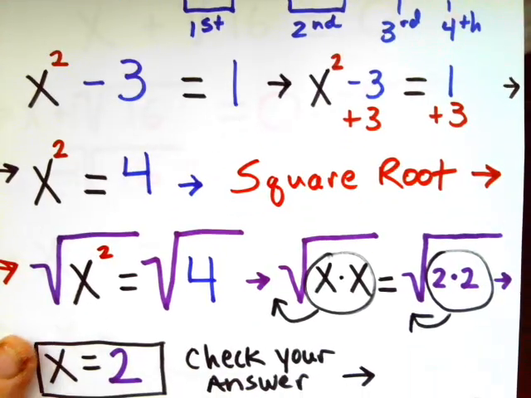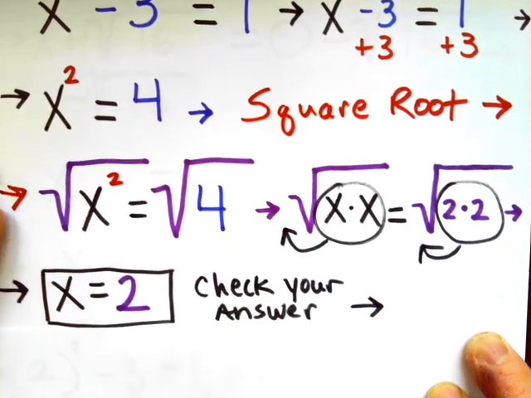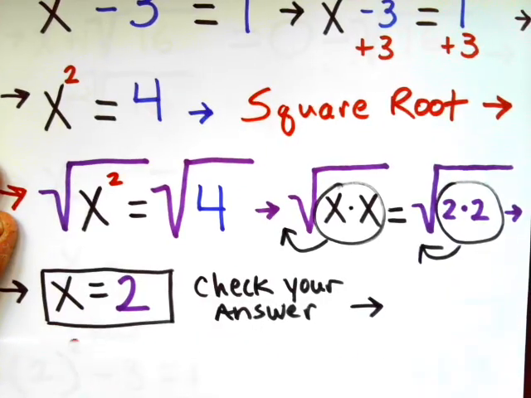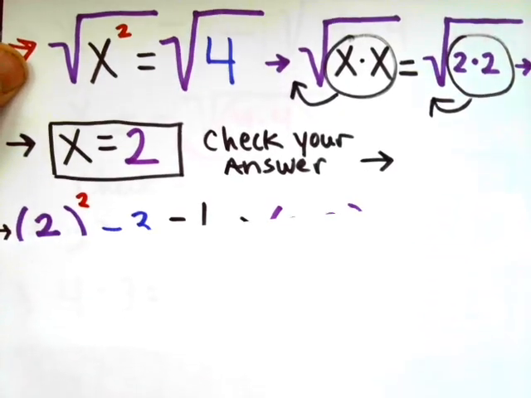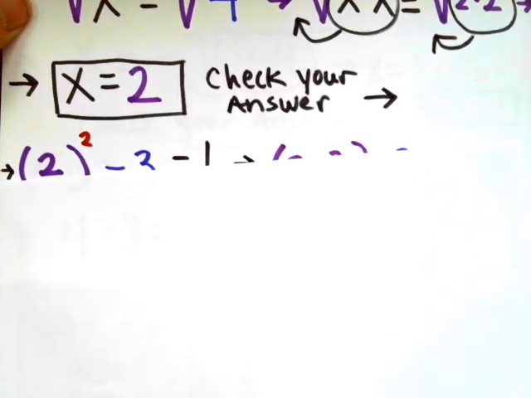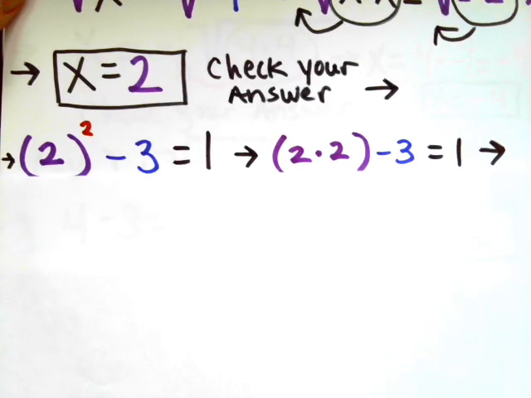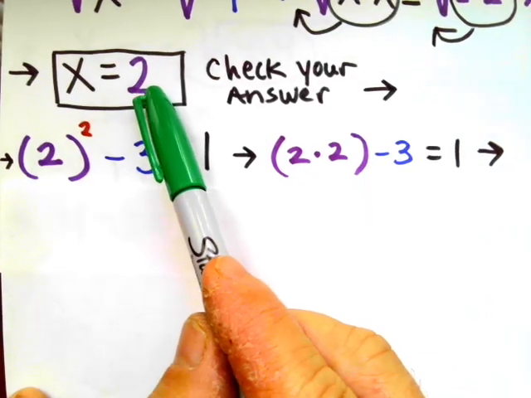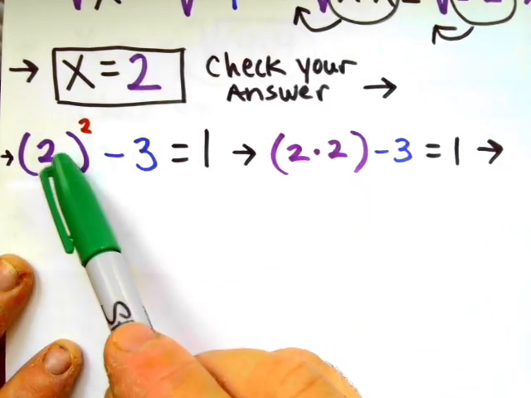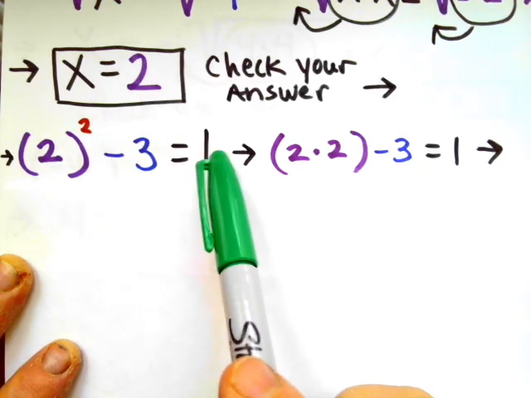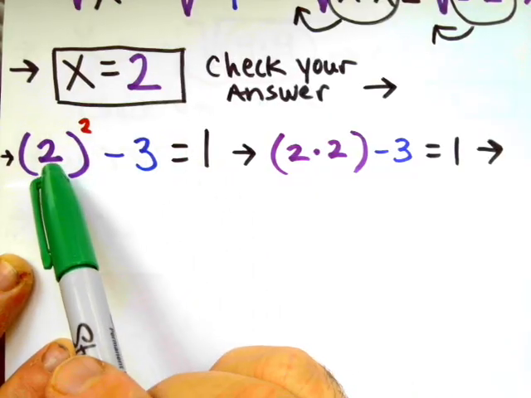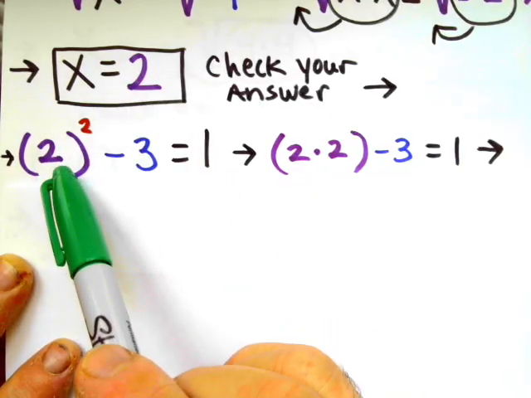Now I want to go to that original problem, x squared minus 3 equals 1, and I'm going to substitute what I think x equals. That's how I'm going to check and make sure I have the correct answer. So I'm going to show you these steps here. X equals 2. So where that x was in the original problem, I'm going to substitute what I think the value of x is, and that x is supposed to equal 2. So I'm going to substitute a 2 for that x. And there are no other x's in the original problem, so I can stop right there with my substitution.